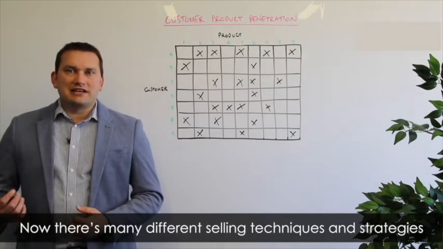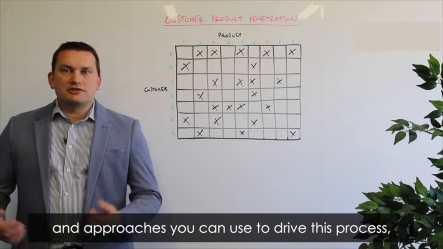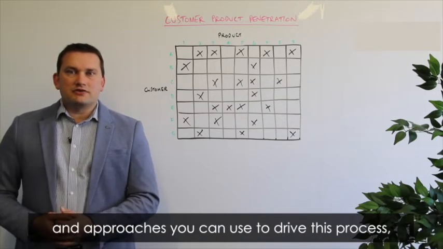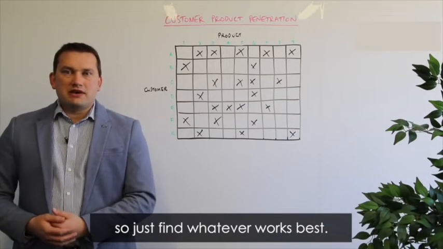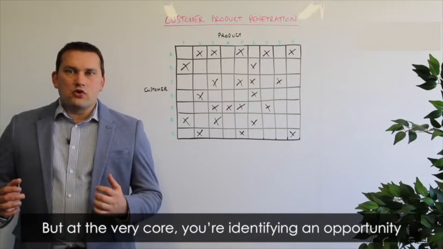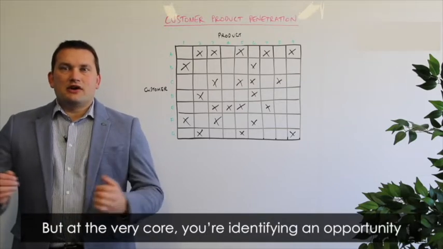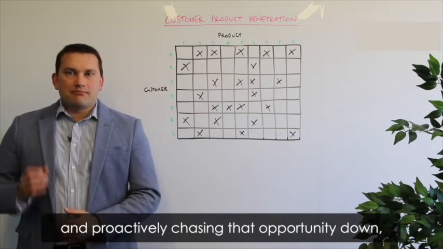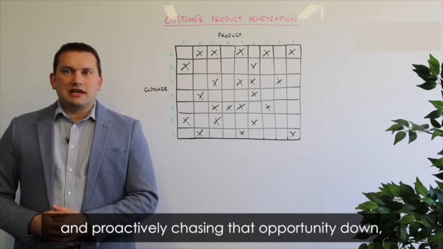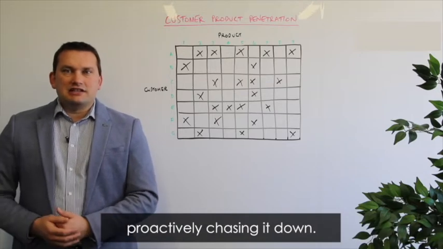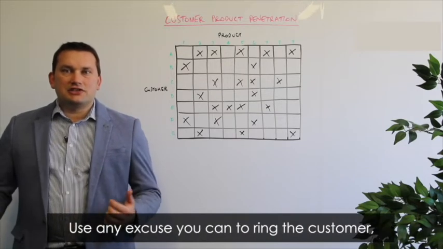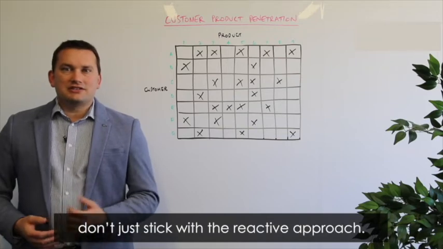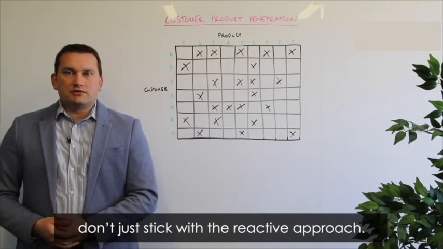Now there's many different selling techniques and strategies and approaches that you can use to drive this process, so just find whatever works best. But at the very core, what you're doing is identifying an opportunity to sell more product to an existing customer and proactively chasing that opportunity down. Proactively chasing it down. So use any excuse you can to ring the customer. Don't just stick with the reactive approach.